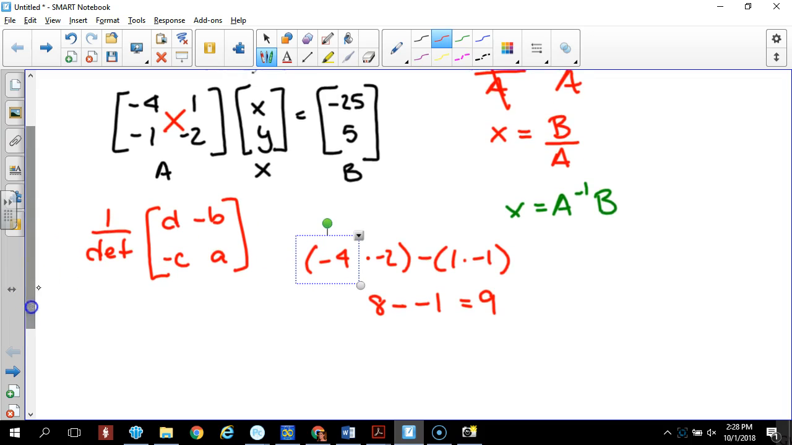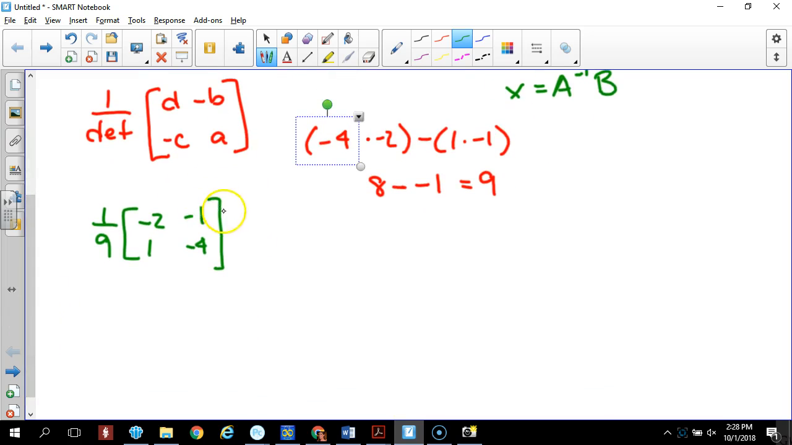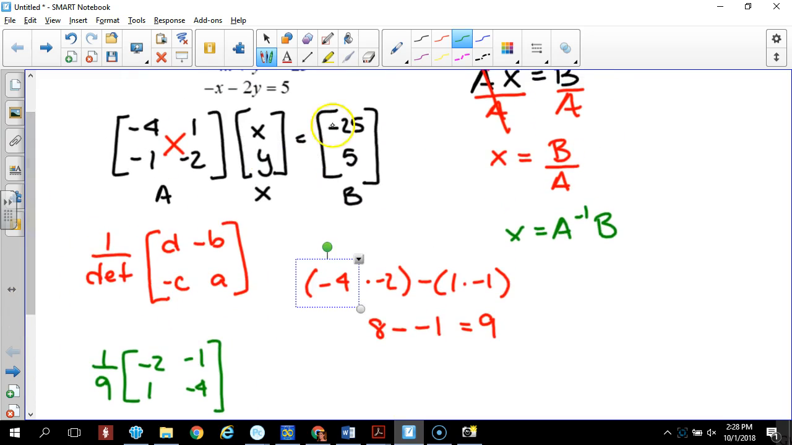So now I'm going to go ahead and rewrite this. I have 1 over 9, and I'm going to change these two. So this is now -2, this is now -4, and I'm going to change the signs on this one. That's +1, so now it's -1. This is -1, so it's +1. Okay. All right, so now I'm going to take that, and I have to multiply it by my solutions. So I'm going to bring that down here and multiply by -25 and 5.